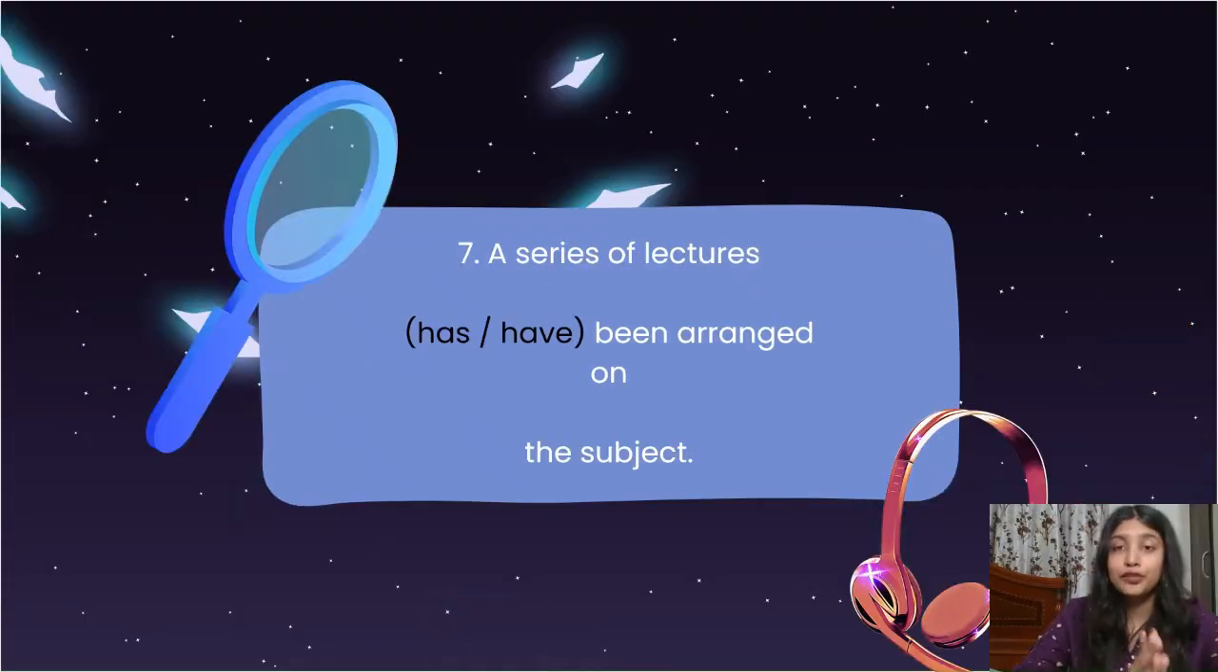A series of lectures dash been arranged on this subject. So the answer for this is has. Why? Because a series of lectures is a collective noun. When there is a collective noun, it's considered as a group. So it's considered as one group of lectures, right? So in this case you'll use has.